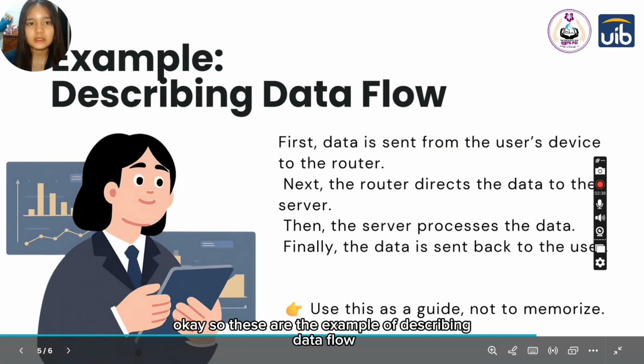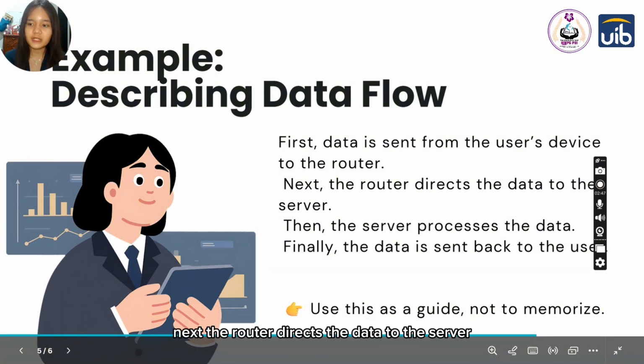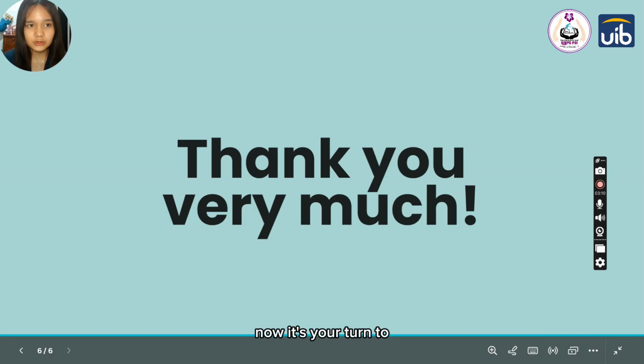Okay, so this is an example of describing data flow. First, data is sent from the user's device to the router. Next, the router directs the data to the server. Then, the server processes the data. Finally, the data is sent back to the user. So this is a model answer. You do not need to memorize all of this, but you can use it as a guide for your own explanation later.